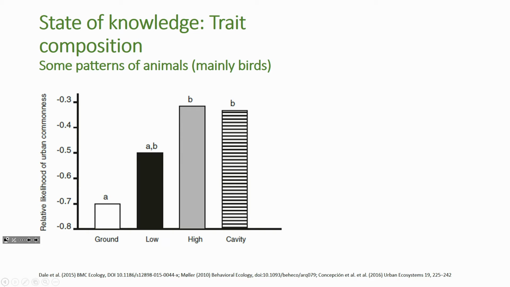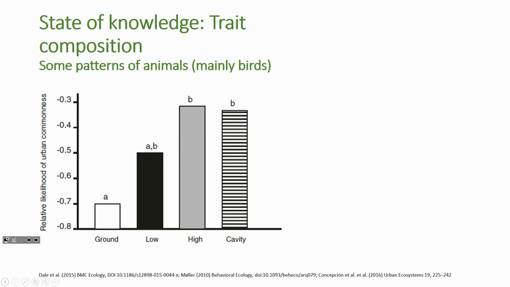It gets higher for species that breed what is called here low, so probably in a shrub, and it gets even higher for species that have their nest up in a tree, or, which is called here cavity, species that breed indoors, so species that use our buildings to build their nest inside our buildings. And these do especially well in urban areas.